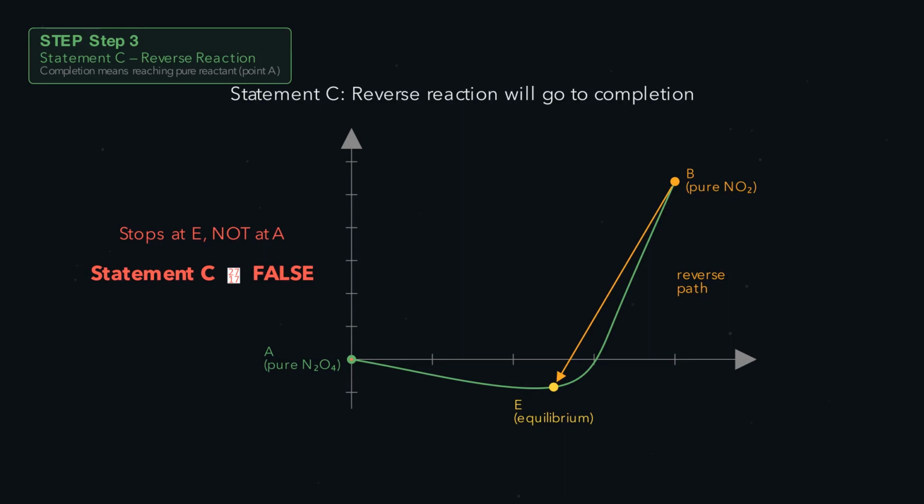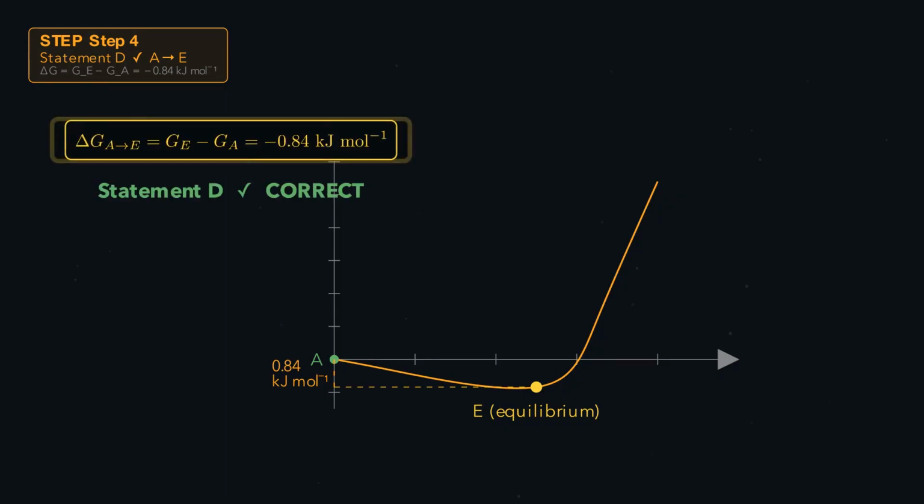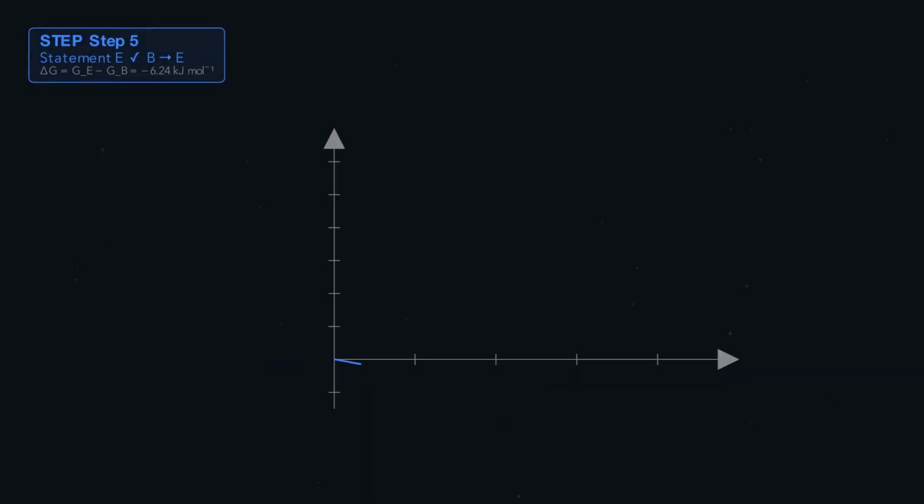Statement C says the reverse reaction goes to completion. Going to completion would mean the system stops at pure N2O4, which is point A. But our equilibrium minimum is at E, not A. So the reverse reaction stops at E, not complete. Now the two correct ones. Statement D. When we start from pure N2O4 and reach equilibrium, the free energy drops by 0.84 kilojoules per mole.